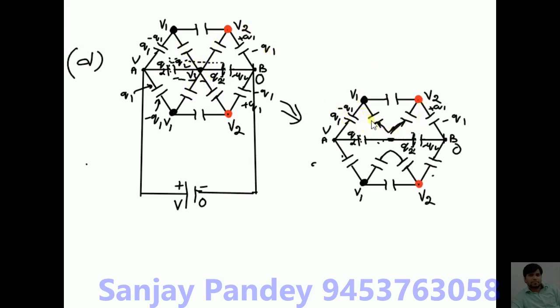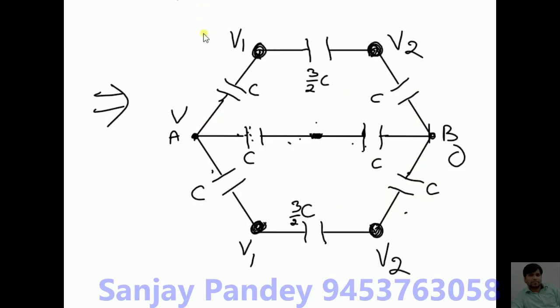Now these two capacitors are in series and their resultant is parallel with this capacitor. Similarly, these two capacitors are in series and their resultant is parallel with this capacitor, and their resultant is in series with these two capacitors, and these will also be in series, and their resultants are parallel with this branch. So the net diagram will be, so the new simplified diagram is this.